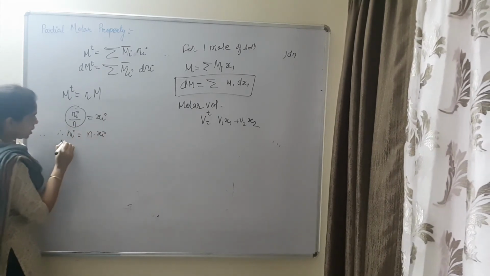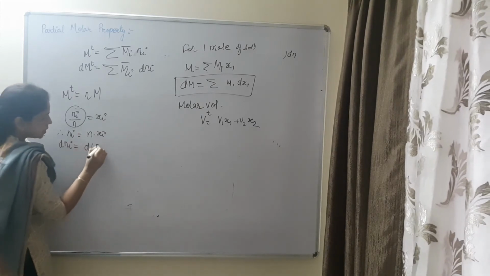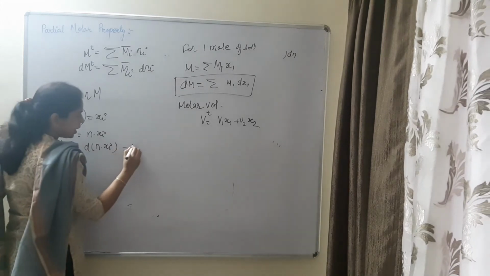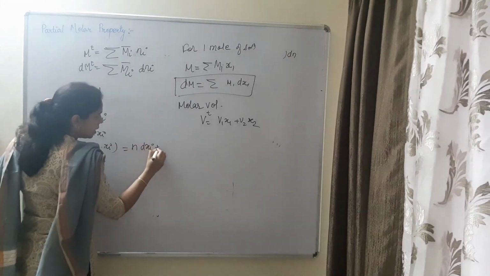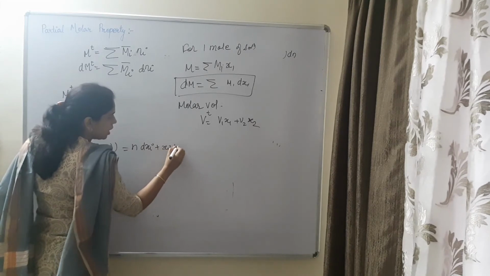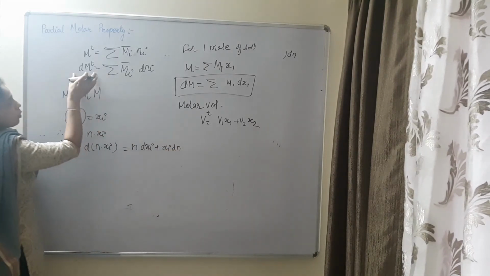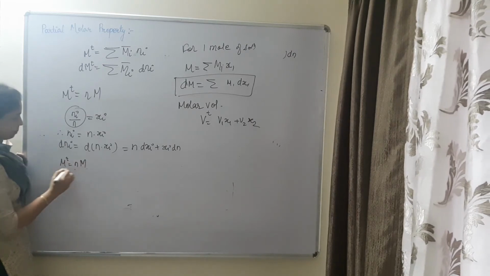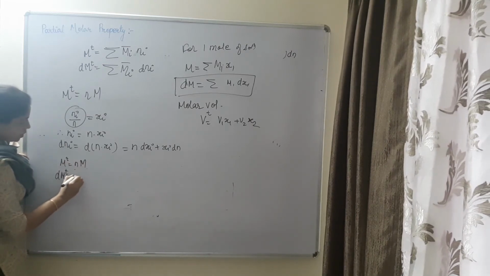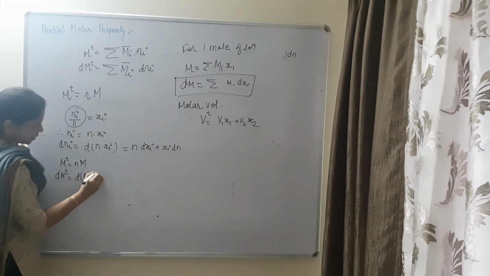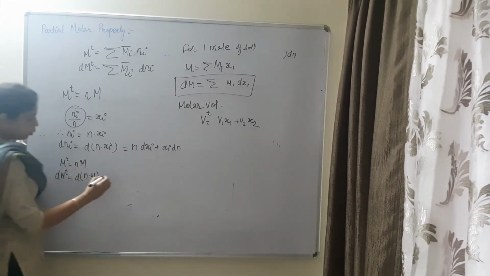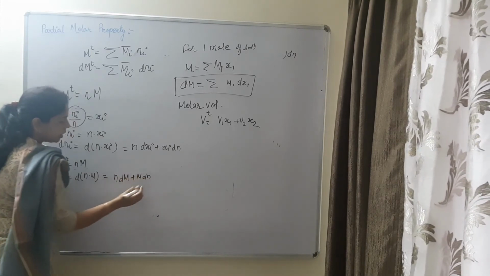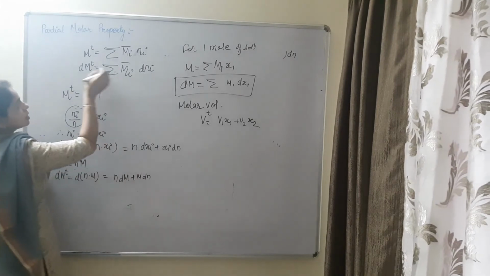Now differentiate this by the product rule. So what we get: n is constant, dxi, plus xi is constant, and then we have dn. Similarly you can write for this. So mt is equal to n into m. Differentiation of this is this. Again apply the product rule, so we have plus m into dn. Now replace these two in place of this and this.